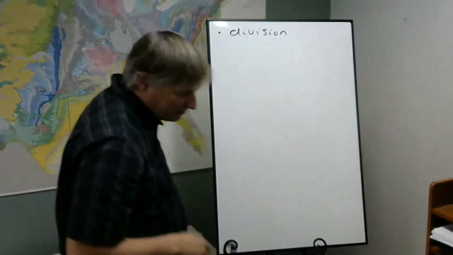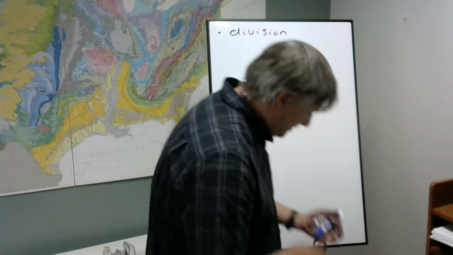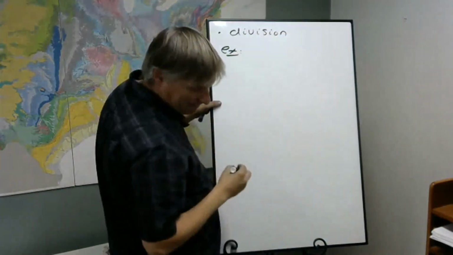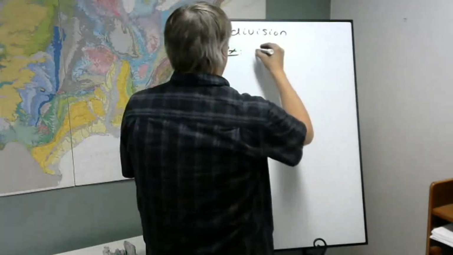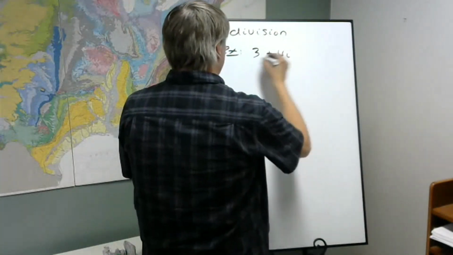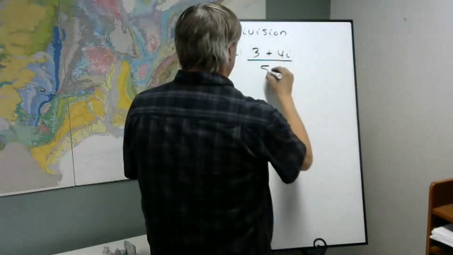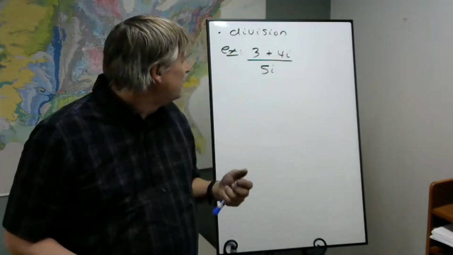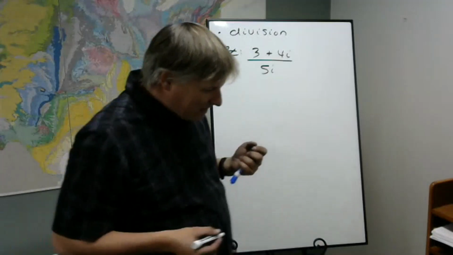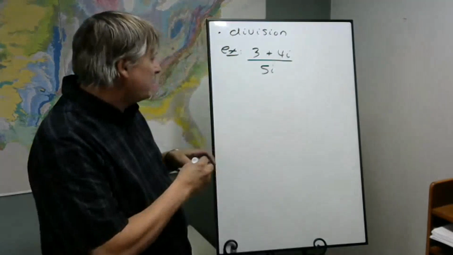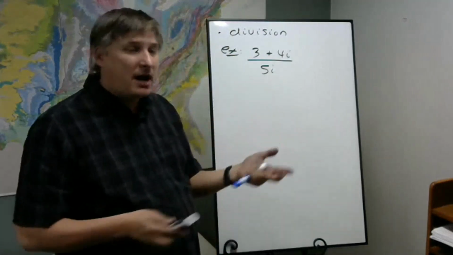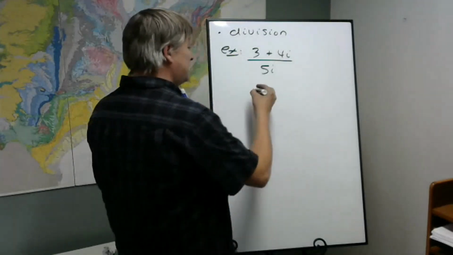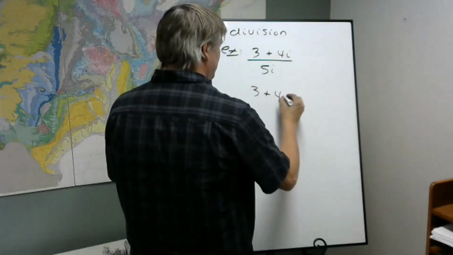Now, let's say we have something, let's see here, like this. Let's say we have 3 plus 4i divided by 5i. Well, there's different ways we could go about this. Probably the easiest way, though, when we have just a term with an i, multiply top and bottom by i. So we don't have to do any fancy rationalizing just yet.